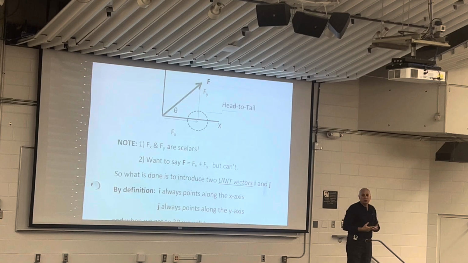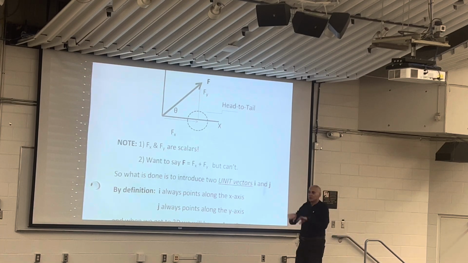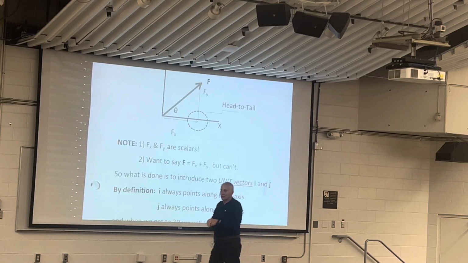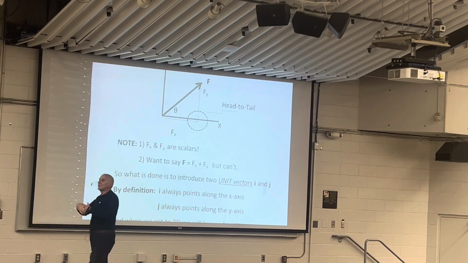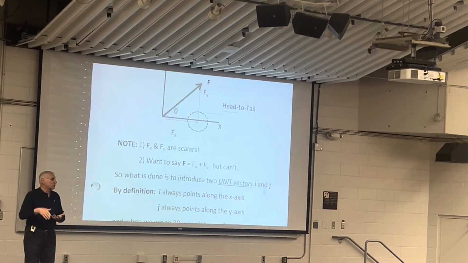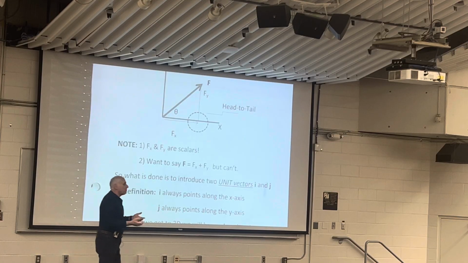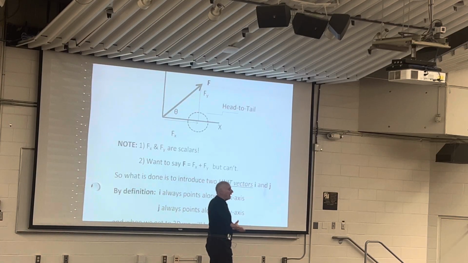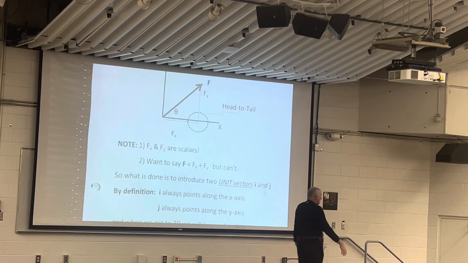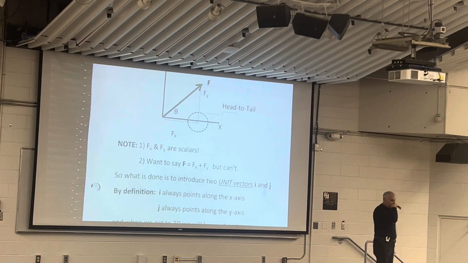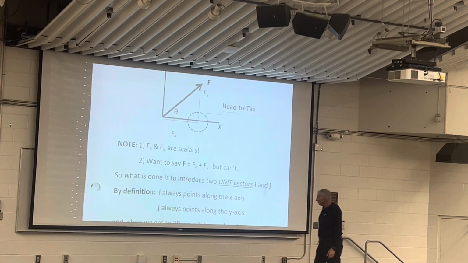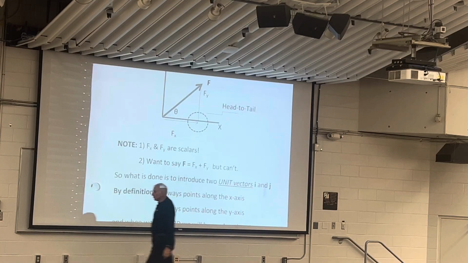So all we're doing is, in essence, giving the Fx a directional sense, the Fy a directional sense. And when we do 3D, we're giving it a directional sense in the z direction, which we call the k. Why did we come up with ijk? Who the hell knows? We just did. That's what we called it. Okay? So, there's your definitions of ijk.